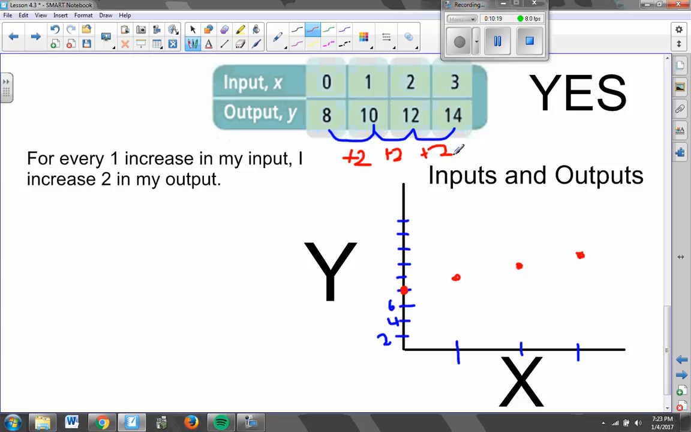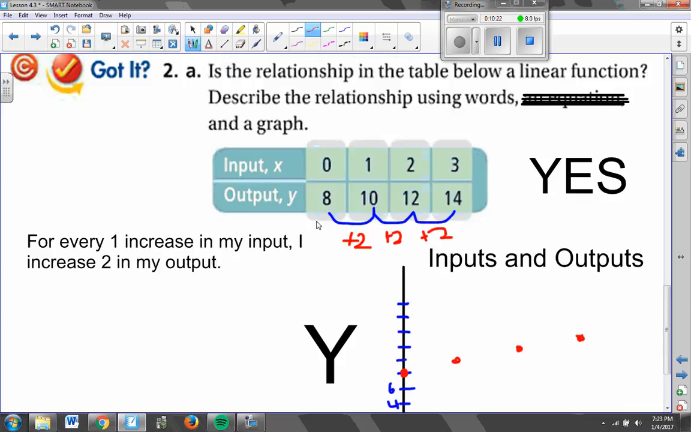Okay, if you have questions at all about going from a table, deciding if something is linear or not, and then giving me words and a graph, please make a note to ask me in class tomorrow.